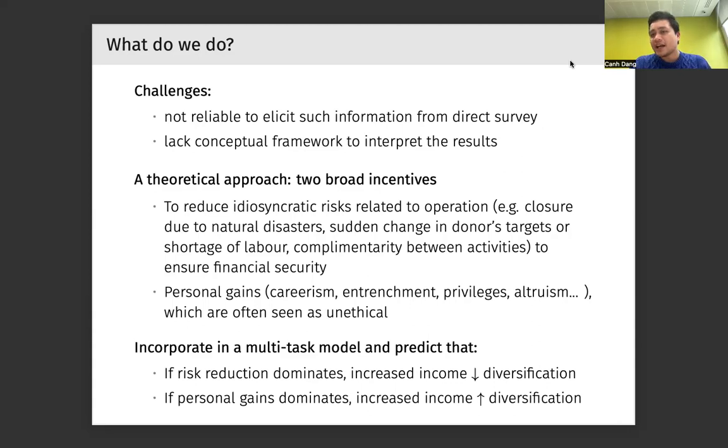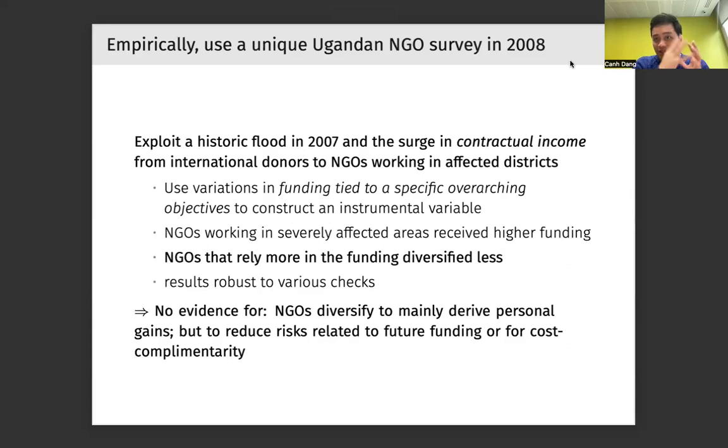Now, on the contrary, if the decision-making of an NGO is dominated by the motive of gaining personal perks, meaning that by diversifying more they would be earning more personal gains, then an increase in income would now allow them to do so, right? It would allow them to spend more on more activities or services to get more personal gains. So we predict that if the personal gains motive dominates the operation-related motives, a sudden increase in income will be associated with increased diversification. Okay, we'll be using those theoretical predictions to guide our interpretation of the empirical results.